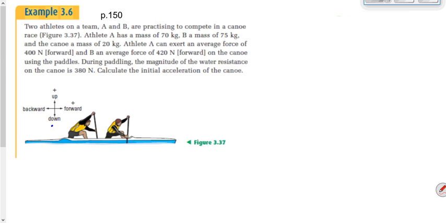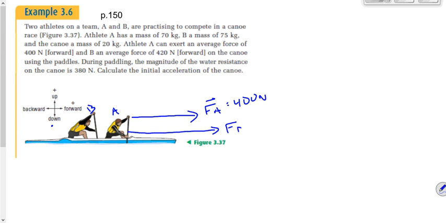All right, I want to do one more question just to wrap it up for the day here. This one says, two athletes on a team, A and B, are practicing to compete in a canoe race. Athlete A has a mass of 70, athlete B is 75, and the canoe is 20 kilograms. A can exert an average force of 400 newtons forward. We'll call this guy A and this guy B. This one's going to be 400 newtons forward. I'm going to say force of B is 420 newtons.